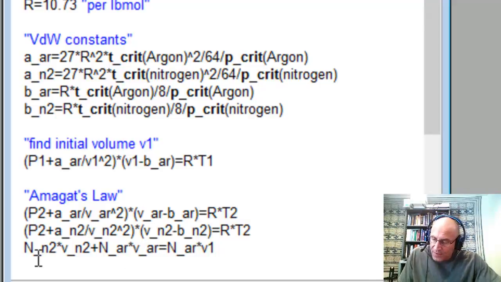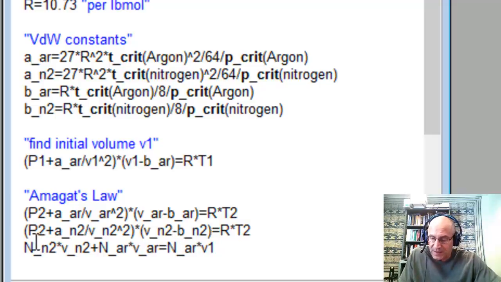And then the final step down here is I've got my Amagat's law. Okay, and Amagat's law means I'm going to have my two little tanks. So here I've got the two little tanks, the argon tank and the N2 tank, using my van der Waals equation of state. They're at now T2 and the value of P2.